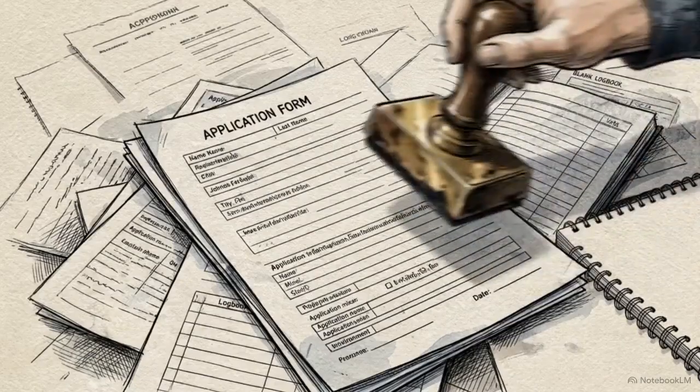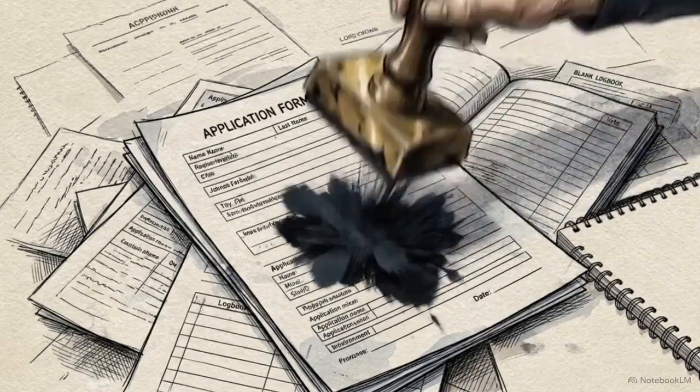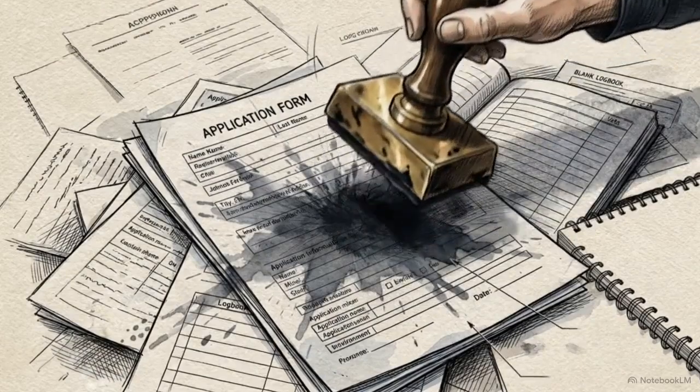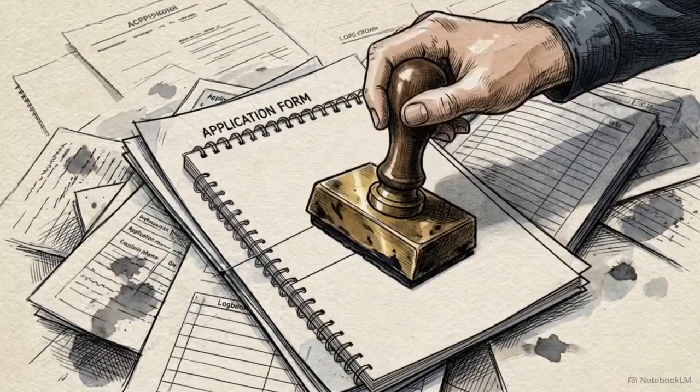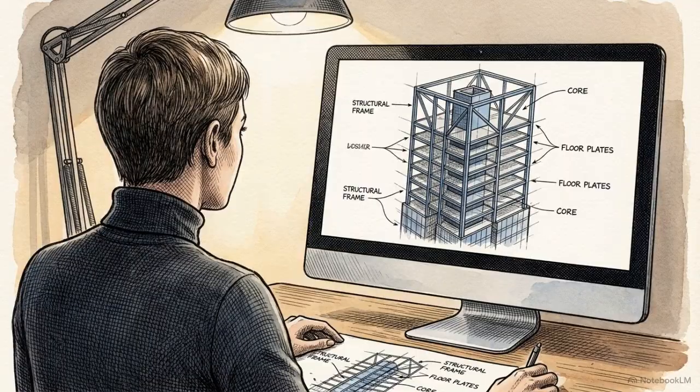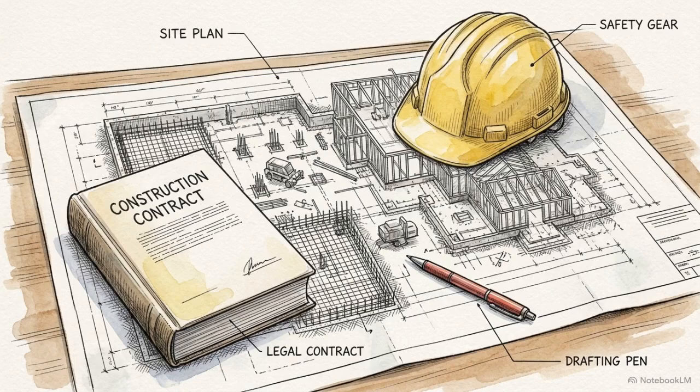Many applicants stumble by applying for the wrong category, submitting incomplete paperwork, or failing to keep accurate logs of their mentored experience. Another common trap is assuming that knowing how to use 3D modeling software makes you an architect. Software is just a tool. Professional competence requires judgment, responsibility, and legal awareness.